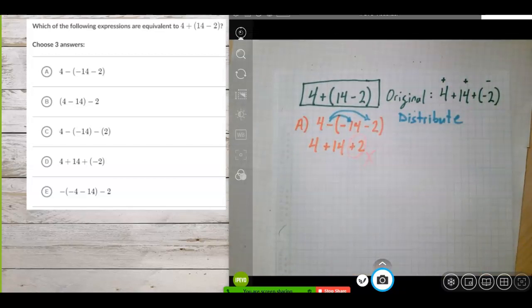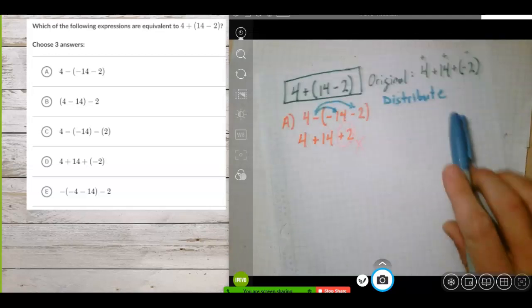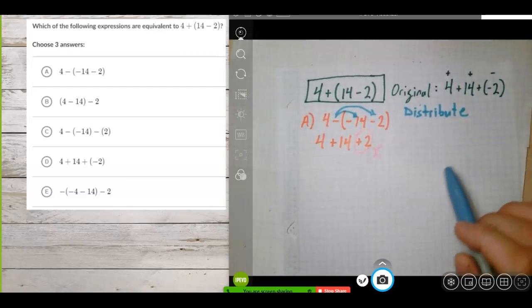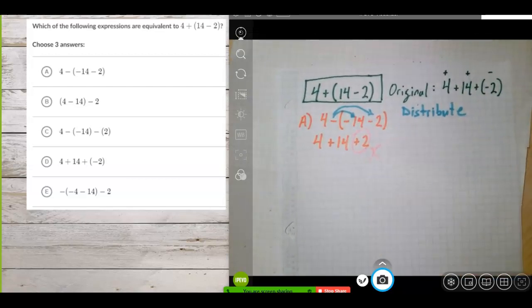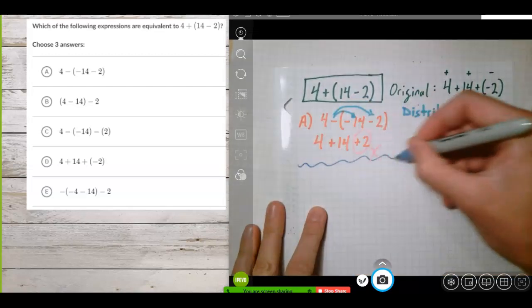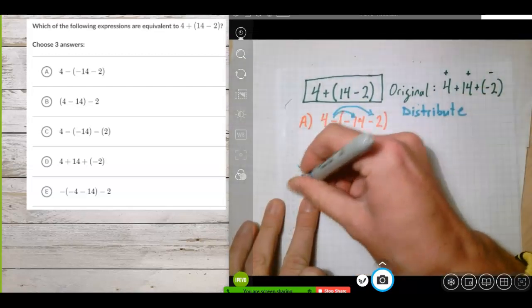Any questions on how I just did what I did, or why A is not one of our answers? We're looking for equivalent expressions to the original, 4 plus 14 plus negative 2. Now some students are telling me, why not just solve each of these, A, B, C, D, E, and see which one's equal? You're trying way too hard. If we can quickly look at what the signs do, we can work a lot more efficiently.